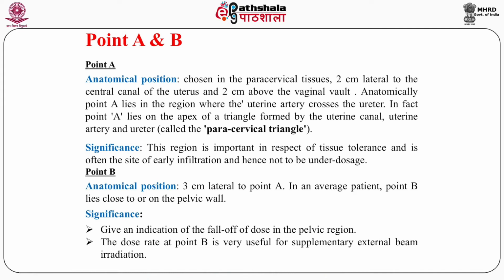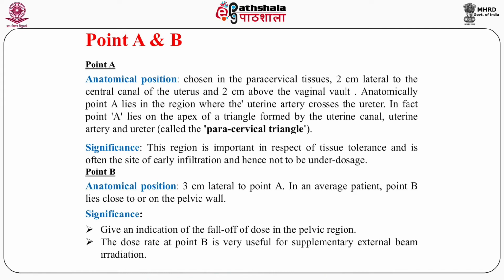Dose to the tumor is decided by the capacity of the surrounding tissues. The significance here of point A is that this region is important in respect of tissue tolerance and is often the site of early infiltration, and hence it is not to be underdosed.